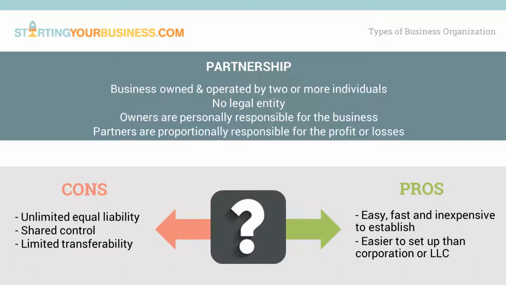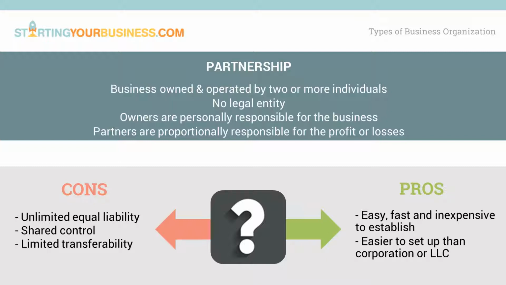Like the sole proprietorship, there are significant downsides, with the primary one being unlimited liability. But this time, if one partner makes a bad business decision, every other partner's personal assets are at risk, making the partnership riskier than the sole proprietorship.